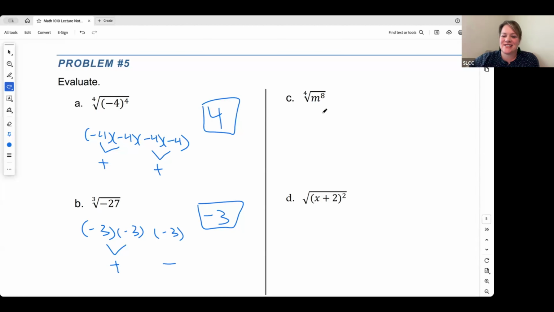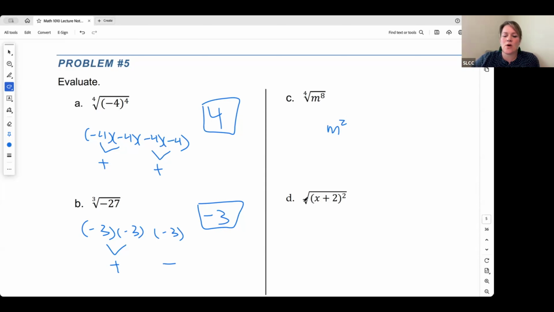Now let's look at letter C. Remember, a way to think about this is that you're dividing the exponents. 8 divided by 4. Is that divisible? Yes. So what's 8 divided by 4? 2. And you get m squared.